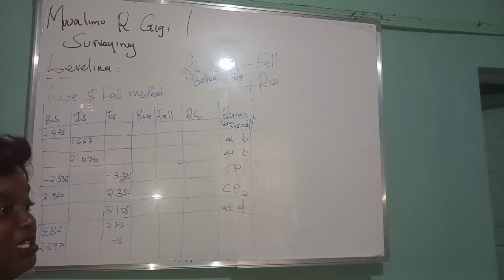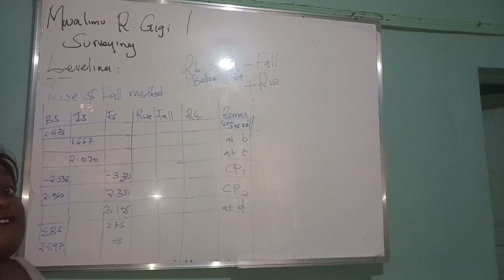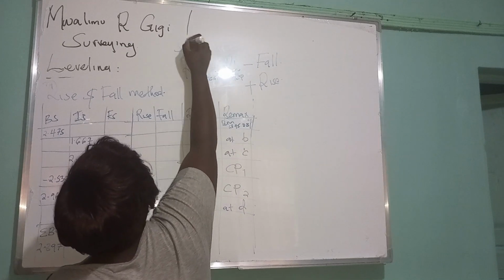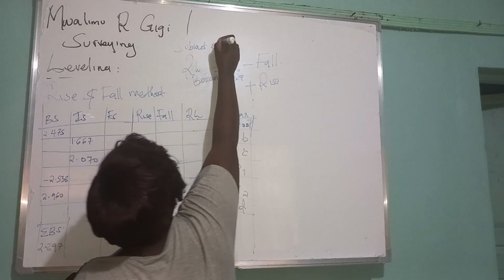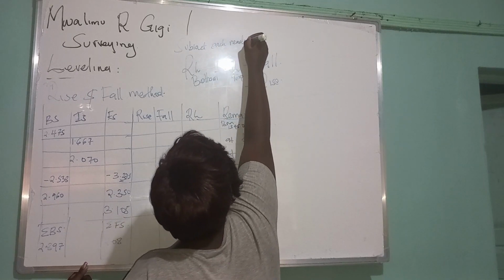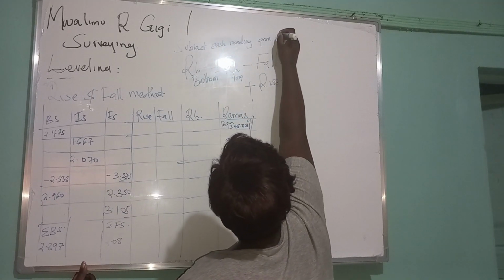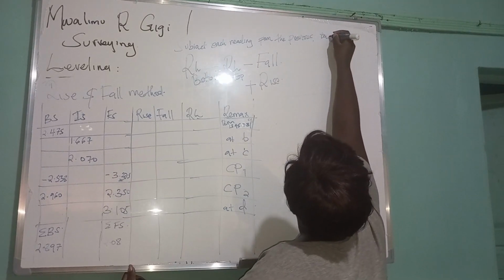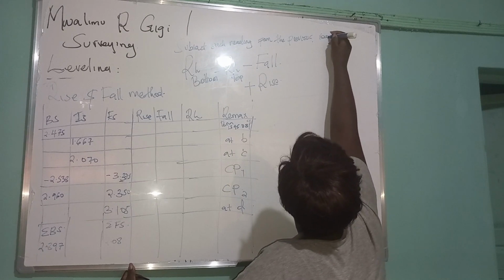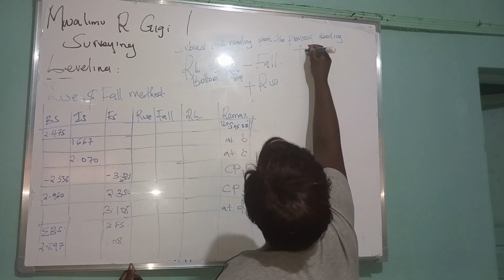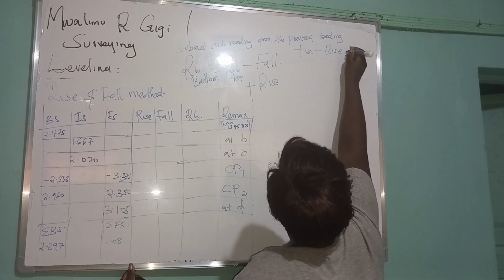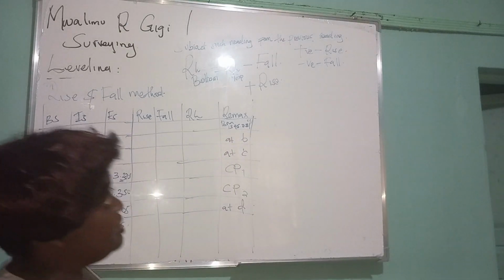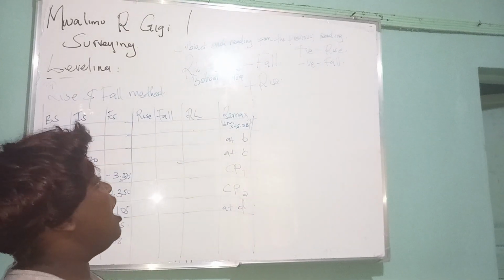So we subtract each reading from the previous reading. So if it is a positive, it is a rise. And if it is a negative, it is a fall.